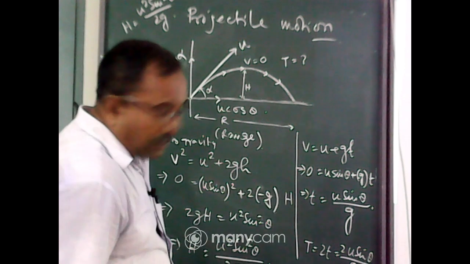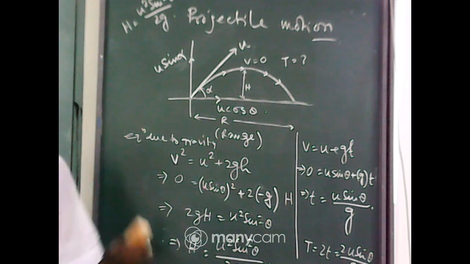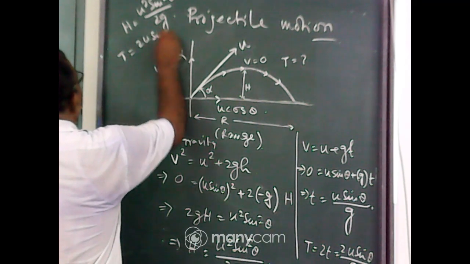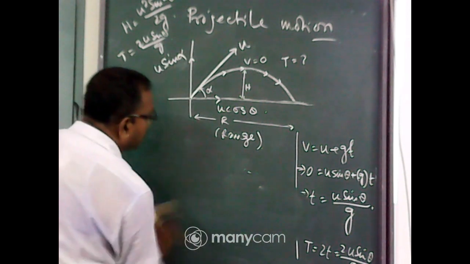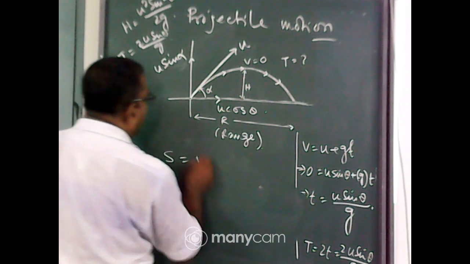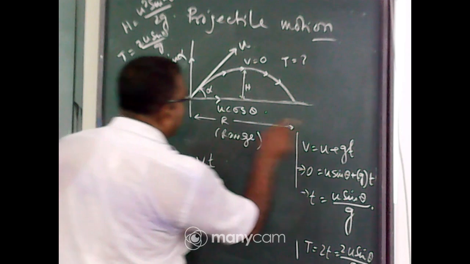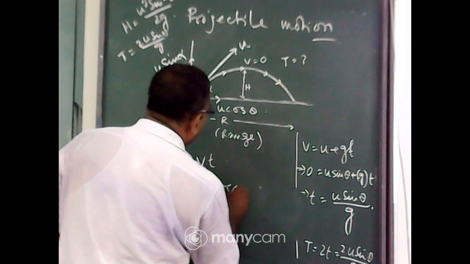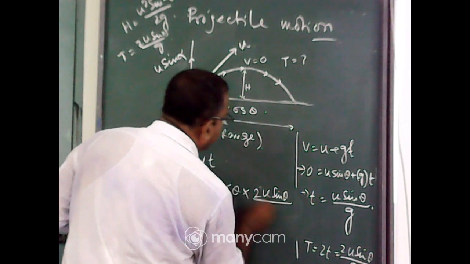And the last part, the range of the projectile motion. The total time is 2u sin theta by g. How can we calculate the range? This is uniform velocity, so s equals vt, you know it. Here s means the range along the x axis, v means u cos theta, and t means the total time, 2u sin theta by g.